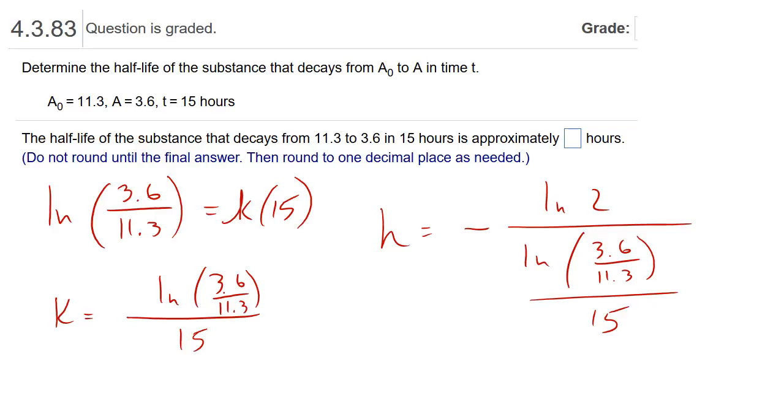And let me calculate that as well. All right, and plug it into the calculator here. I got an answer of a little bit over 9 hours, so 9.09 hours. So rounding to 1 decimal place is needed, so it'll be 9.1 hours. All right, hopefully that helps.